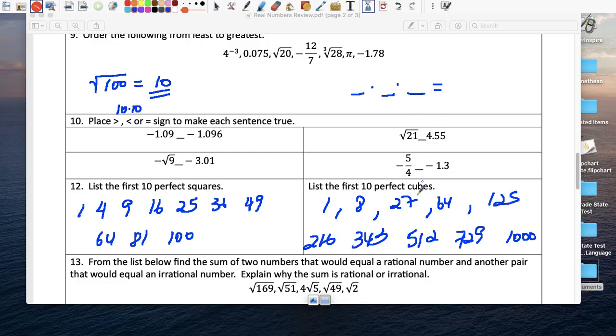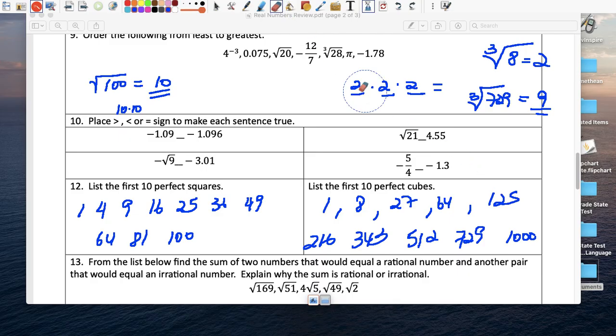If you took the cube root of any of these numbers, for example, the cube root of 8, it would be 2, because 2 times 2 times 2 is 8. The cube root of 729 would be just 9, because 9 times 9 times 9 is 729.